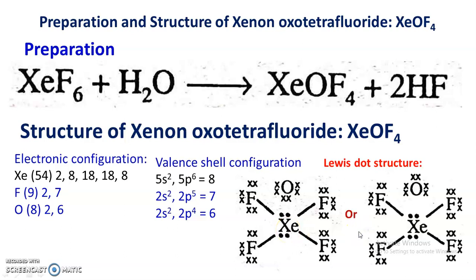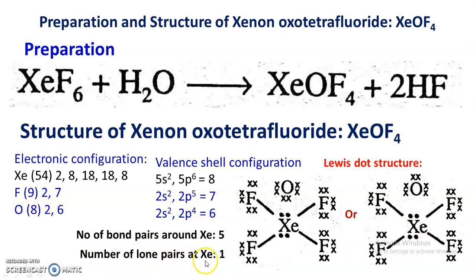But according to valence shell electron pair repulsion theory, double bond is treated as a single bond. So number of bond pairs around the xenon, that is 5. So 4 bonds with 4 fluorine atoms and 1 with oxygen atom. Bond pairs are 5 and number of lone pairs at xenon equal to 1. So this is about the bond pairs and lone pairs.